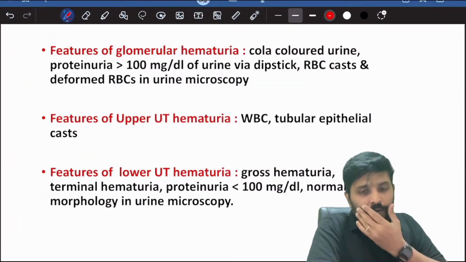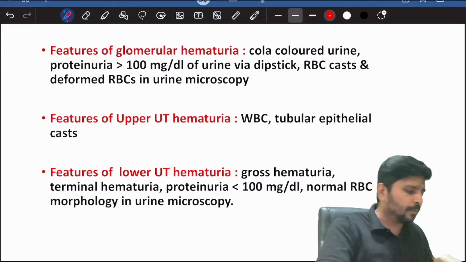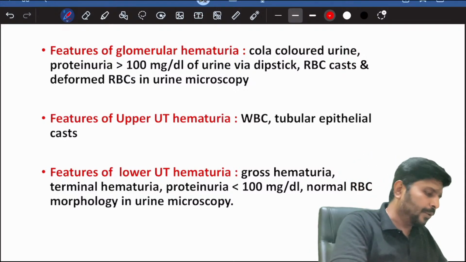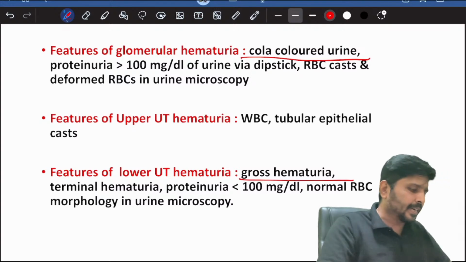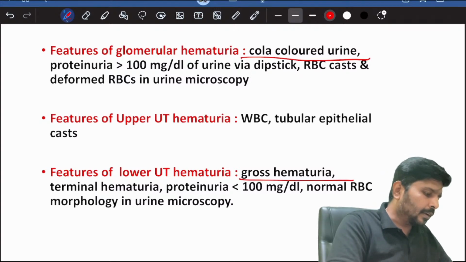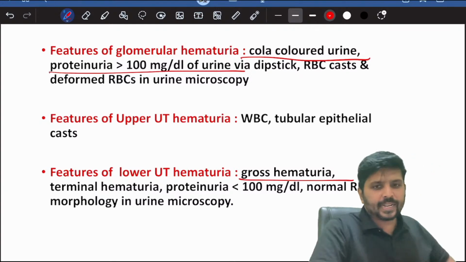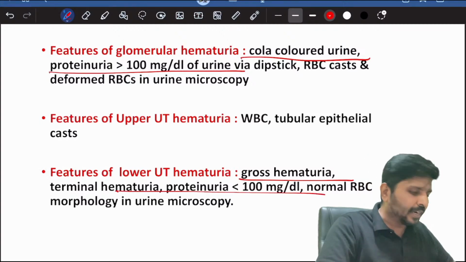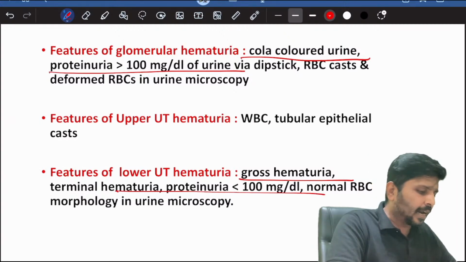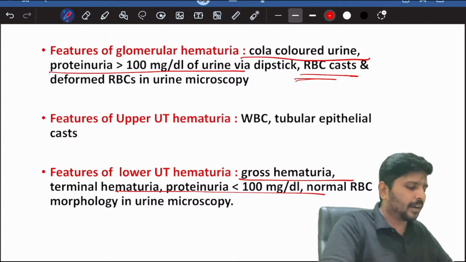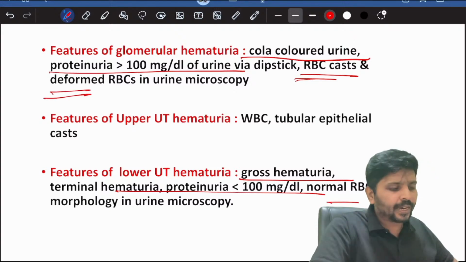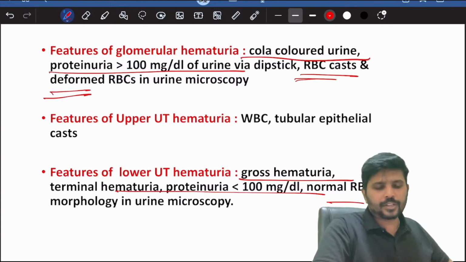So glomerular and non-glomerular hematuria, one more time. Cola colored urine, what is that? Here it is red colored urine. Here there is nephrotic or nephritic range proteinuria. In the lower tract it is less. Here there are RBC casts and dysmorphic RBCs. Here there are normal RBCs.